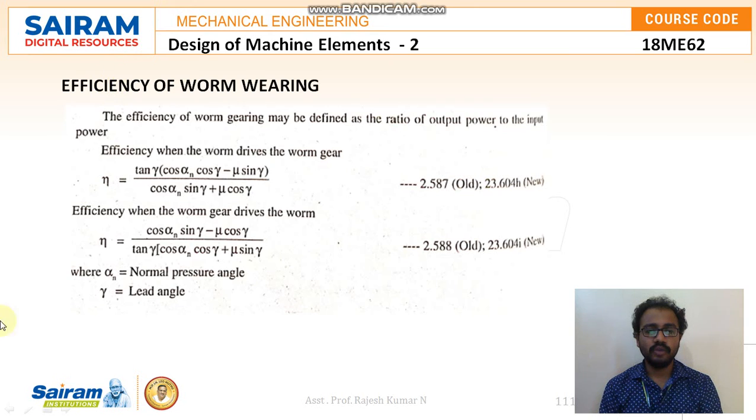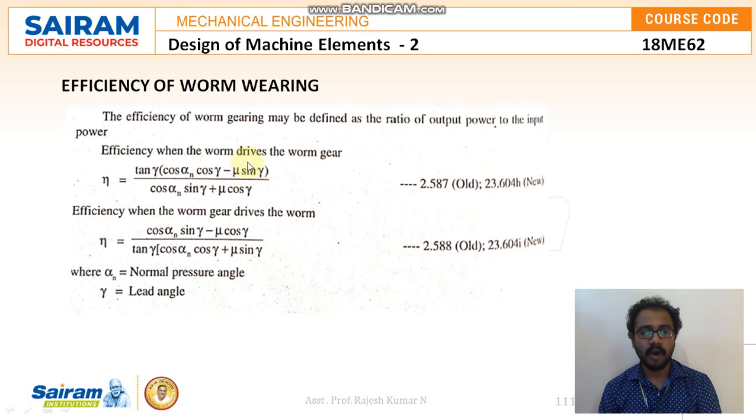Here, to avoid confusion, what are this alpha and gamma? You can write it down, where alpha n is nothing but the normal pressure angle and gamma is nothing but the lead angle. I think now we are able to remember it very easily. And this formula we can take from the data handbook number 23.604H. And efficiency when the worm gear drives the worm is from 23.604 I. This is for H and this is for I.